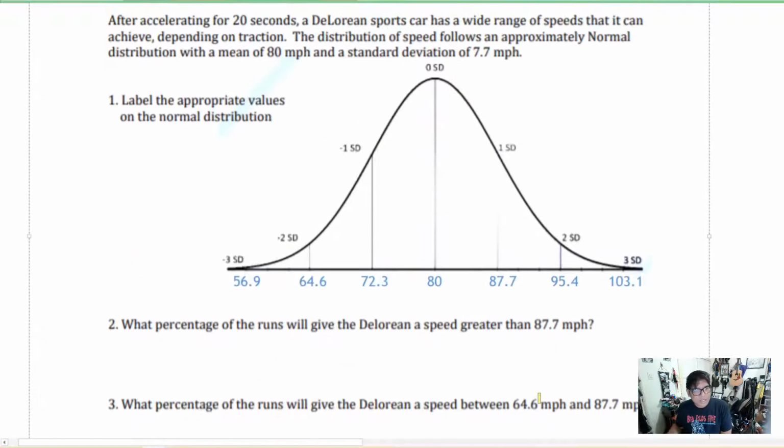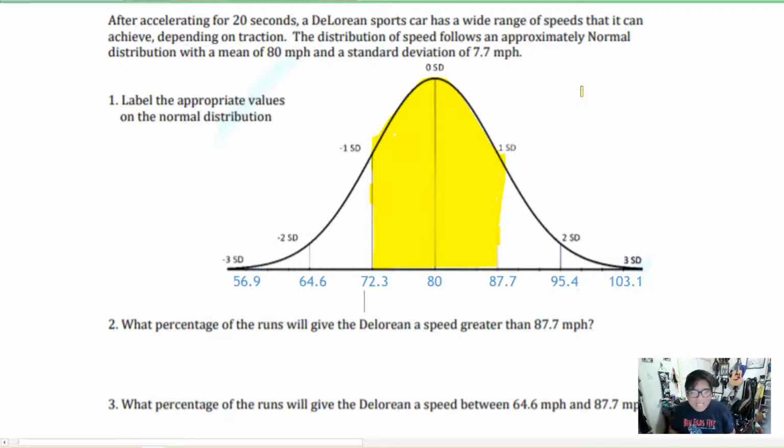And this is a probability distribution. So anytime we compute area, we can just compute probability at the same time. Probability and area are the same thing for a probability distribution. So what percentage of runs will give the DeLorean a speed greater than 87.7? So let's take a look at that.